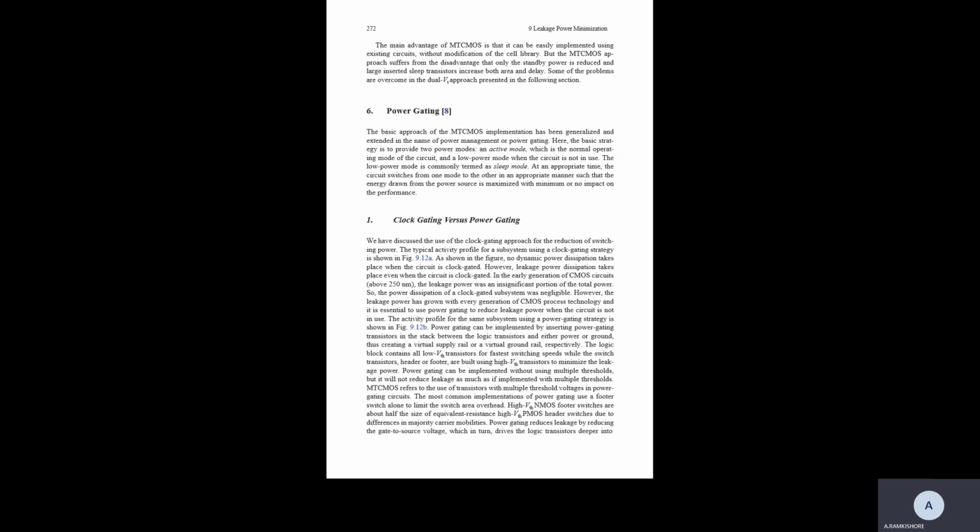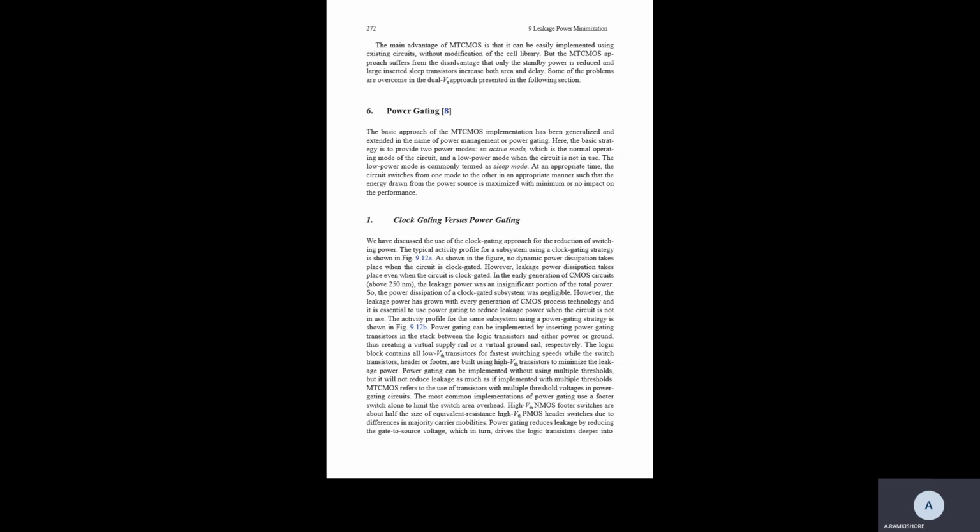But the MTCMOS approach suffers from some disadvantages: only the standby power is reduced, and the large inserted sleep transistor increases both area and delay. Some of these problems are overcome in the dual VT approach presented in the following section.